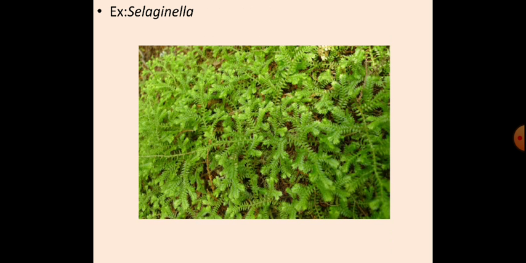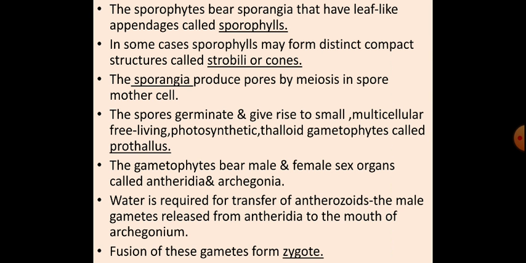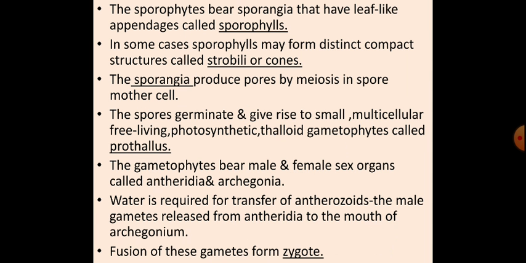They have macrophylls and microphylls. Then, the sporophyte bears sporangia that contain sporophylls. Sporophylls have structures called strobili or cones. These sporangia produce spores by meiosis. Now the spores can be heterosporous or homosporous. These spores germinate and give rise to a gametophytic plant body.